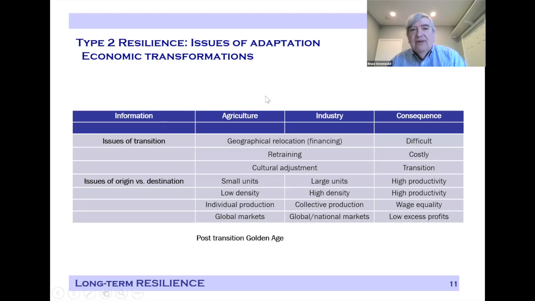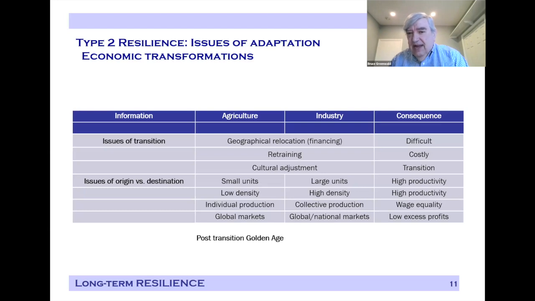Now, when you think about these kinds of transitions, the transition problem, I think, from agriculture to industry, given the geographic relocation, the necessary retraining, and sort of a cultural adjustment to urban versus or suburban versus rural living, was difficult and costly. On the other hand, when you have a transition, there are also issues of the difference between the origin structure and the new structure and the destination structure. So in those terms, you went from very small production units in agriculture to very large units. I'll give you an example.